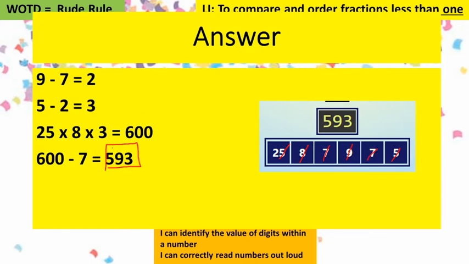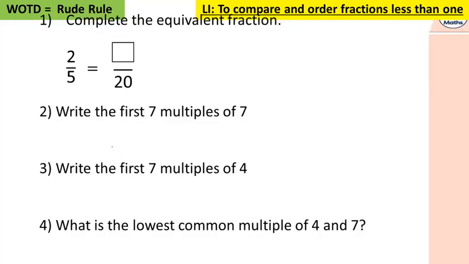Once again, there's different ways of doing that. Well done if you reached that target. Right, here's your 4 questions to start with. Complete the equivalent fraction is number 1. Remember, whatever you do to the top, you do to the bottom. That is the rude rule.